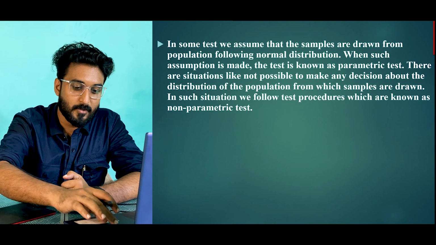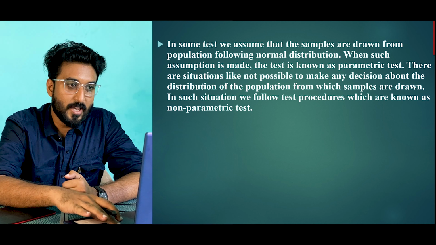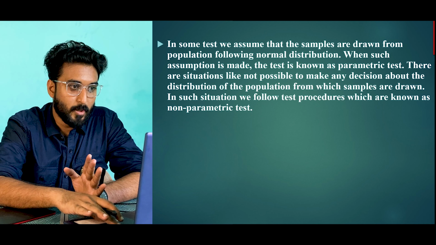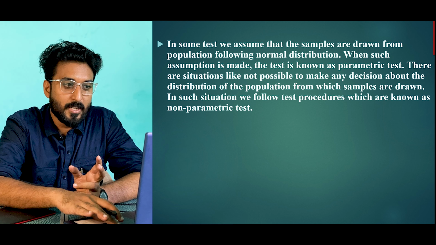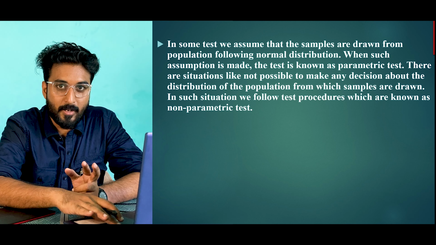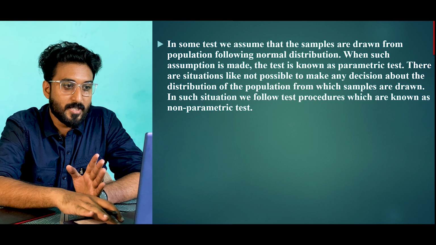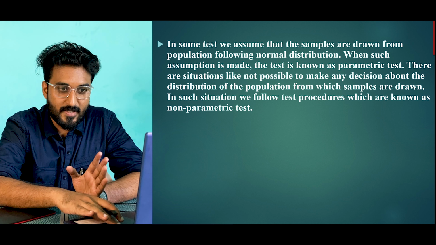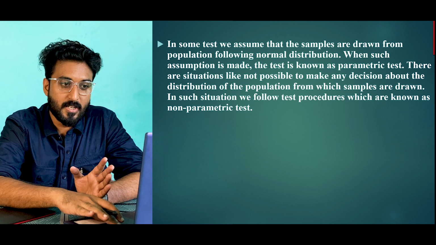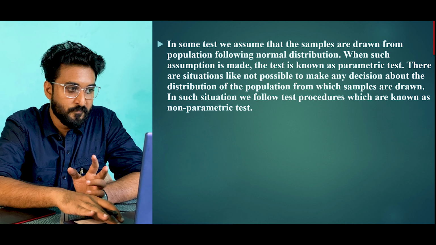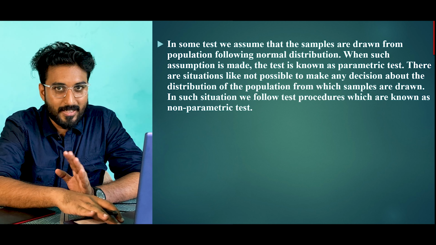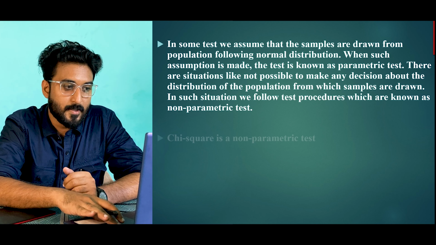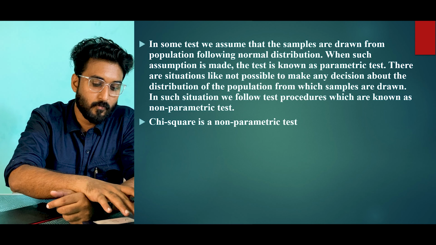Let us write something about this. In some tests, we assume that the samples are drawn from a population following a normal distribution. Such an assumption is made, and the test is known as a parametric test. There are situations where it is not possible to make any decision about the distribution of the population from which samples are drawn. In such a situation, we follow other test procedures. These are known as non-parametric tests. Chi-square is a non-parametric test.